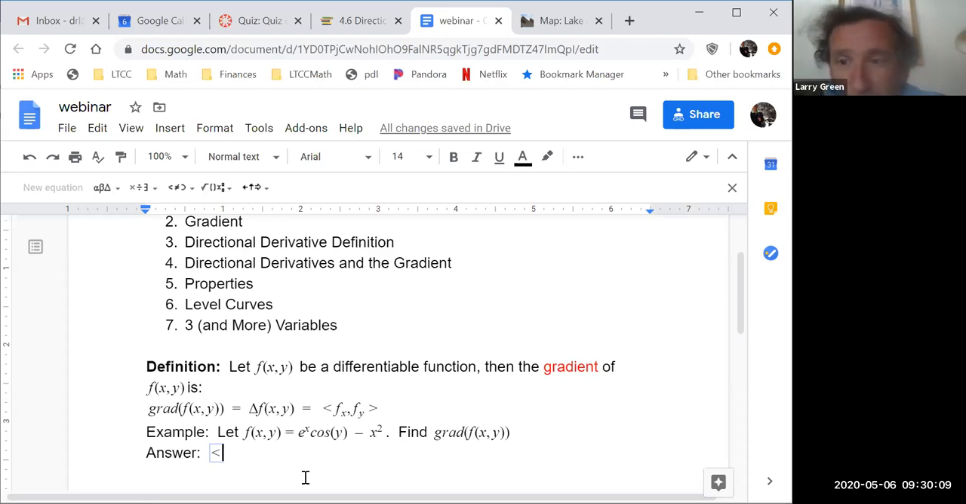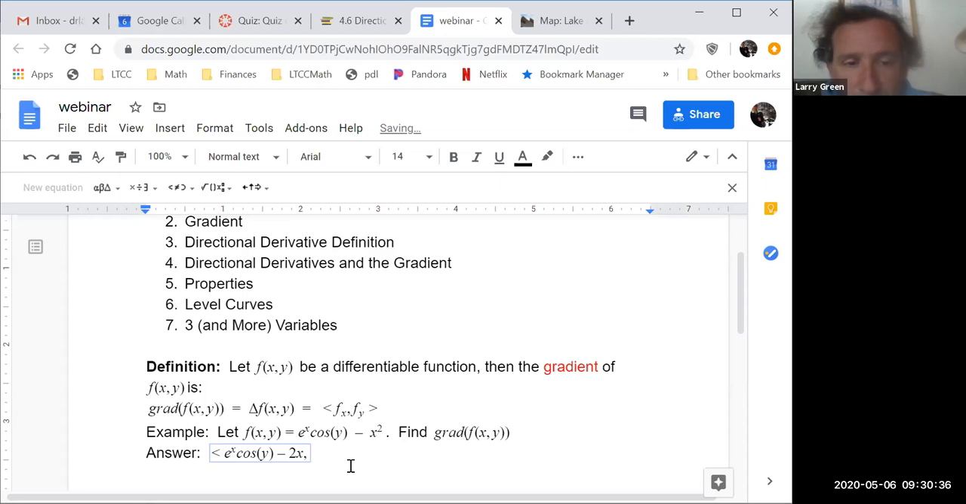Okay, so the first component. We're going to take the partial derivative with respect to x. Notice that we have e to the x times a constant. The derivative of e to the x times a constant is e to the x times a constant. So it's actually going to be e to the x times the cosine of y. So cosine of y is still there. It doesn't go away because we're not adding, we're multiplying. And then minus 2x.